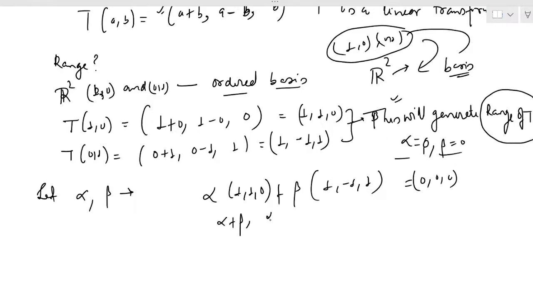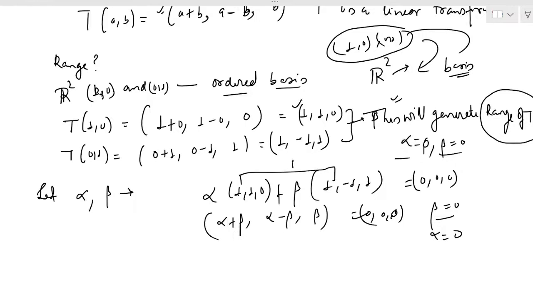So according to this, alpha plus beta is here, alpha minus beta is here, and beta is here, and it equals (0, 0, 0), which gives you what? It gives you beta equal to 0, and if beta is 0, alpha is 0. So clearly (1, 1, 0) and (1, -1, 1) are basis sets. They are the basis of the range of the linear transformation. Is that clear till now?